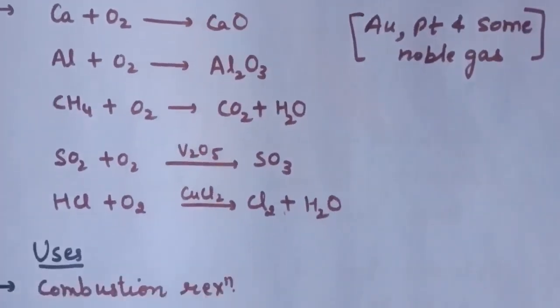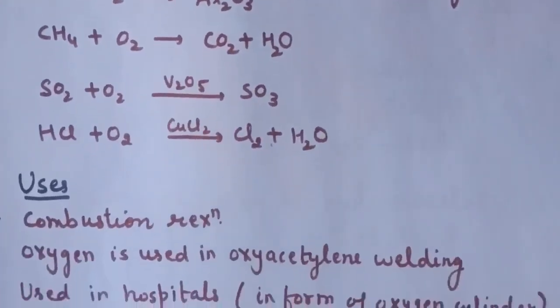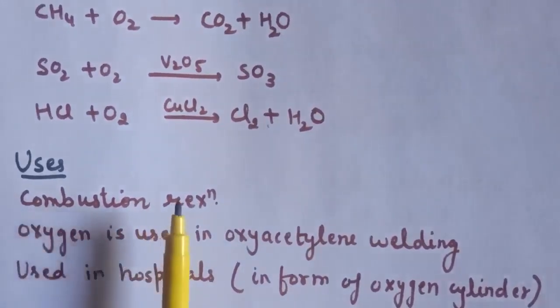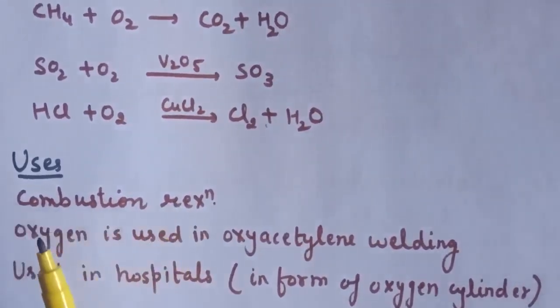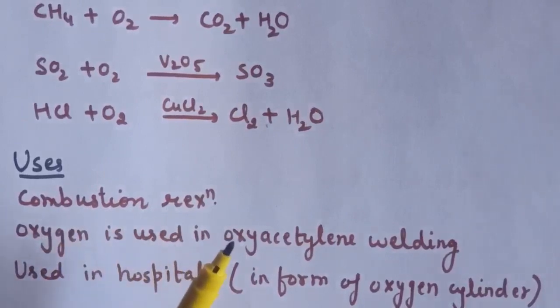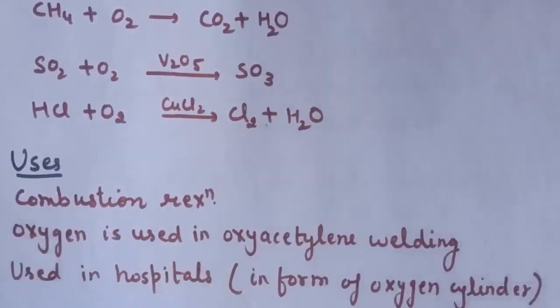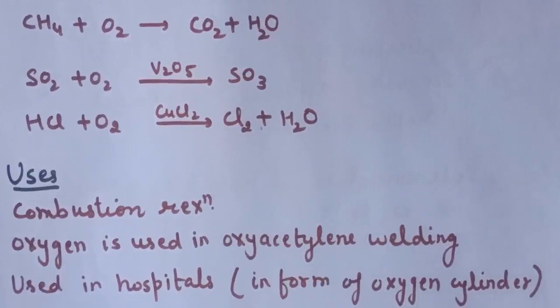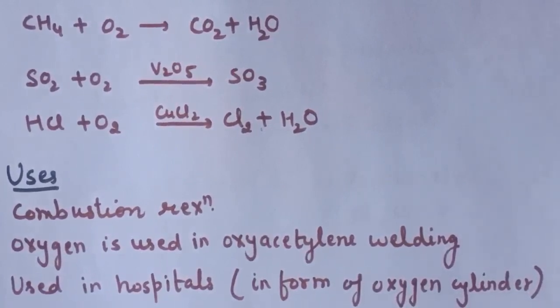Now next are the uses of dioxygen. The first use is in combustion reactions. Next, oxygen is also used for welding purposes, and in hospitals it is used in the form of oxygen cylinders. So this is all about the preparation, properties and uses of dioxygen.